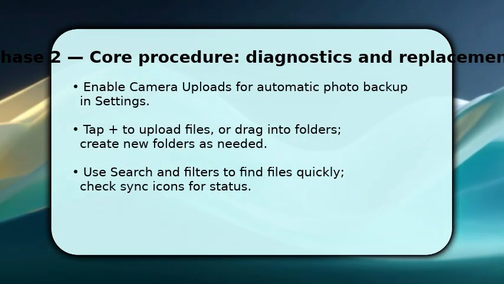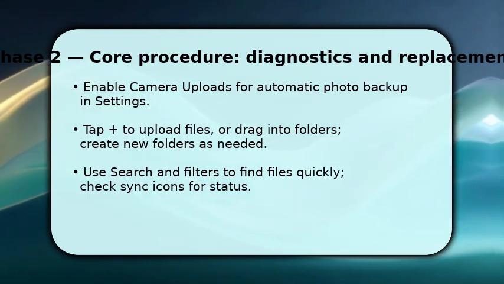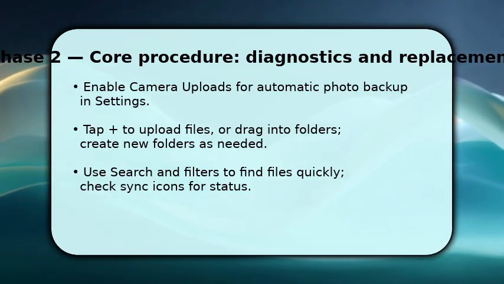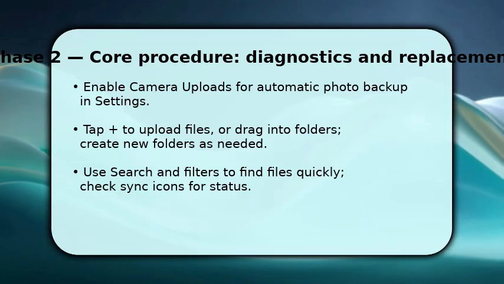First, enable camera uploads in settings if you want automatic photo backup. This saves time and prevents loss. To upload manually, open a folder, tap the plus icon, choose Upload, then pick photos or files from your phone.